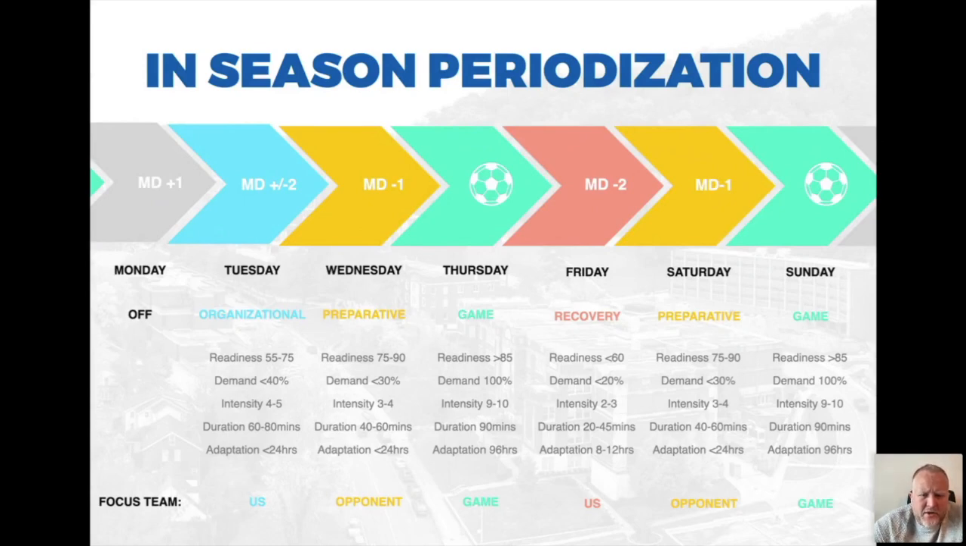And then I put at the bottom there, focus team. So for us, we try to focus on ourselves every single day. I would say on Tuesdays, the primary focus is us. Wednesday, primary focus is the opponent, a little bit on us. Obviously game Thursday. Friday, maybe we're working on some fixes, some things that we need to improve. Saturday, we're back into the opponent and then back on the game. And that's kind of how the season goes for us from August through to November.